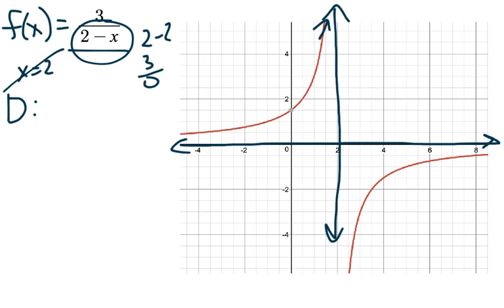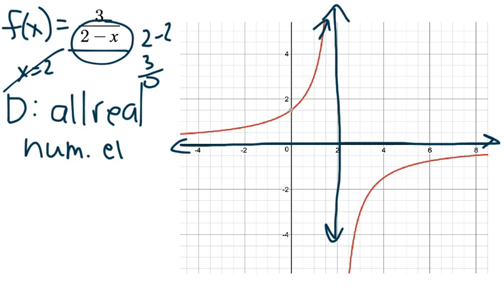So the domain for this function is actually all real numbers except for 2. So any other number works in this function except for the number 2. What about the range? What y values are valid for this function?